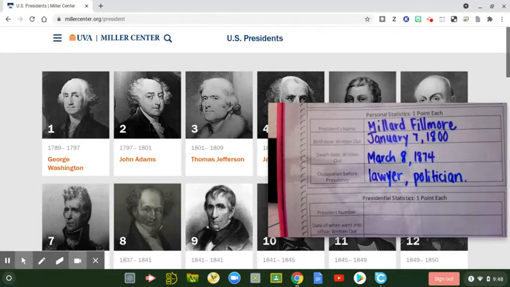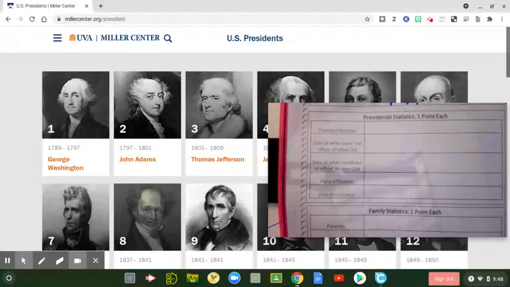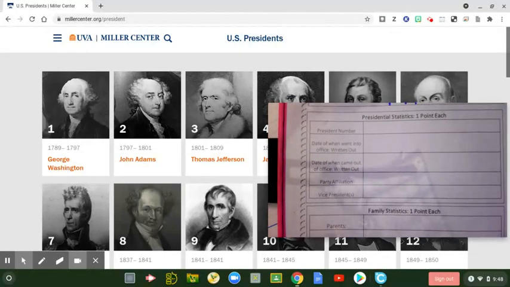Okay. All right. My first section is filled out. All right. Okay. Presidential statistics. What number president is he?